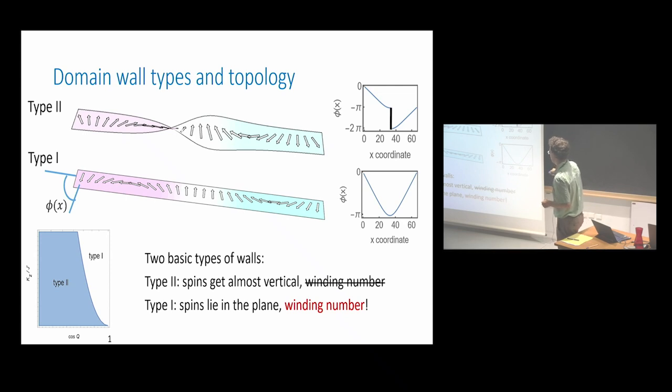It's protected by J1, J2. The energy to introduce a sudden twist here would be very high, while in this domain, no problem; there is just a sudden jump of the angle. That's natural. So in type 2, spins can get vertical and no winding number is meaningfully defined. But in type 1, spins lie in the plane and there is a winding number.